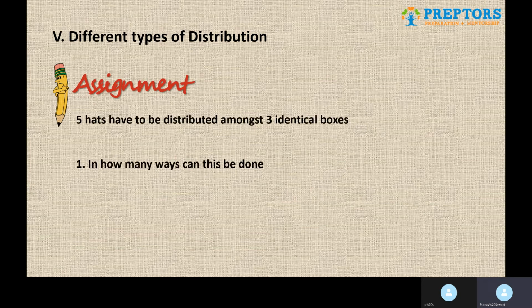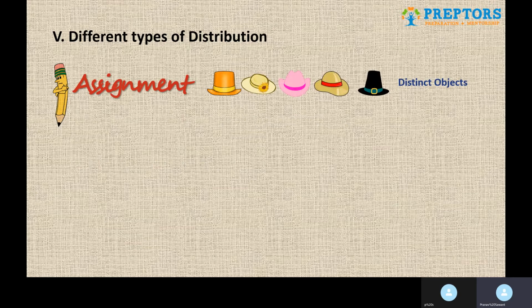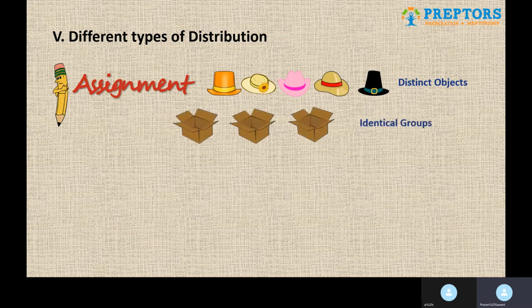Now let's move to the next concept. 5 hats have to be distributed amongst 3 identical boxes. In how many ways can this be done? Now, over here, the objects are distinct, but the groups are identical. So we can't use partition method over here. So we will have to use the distribution method.